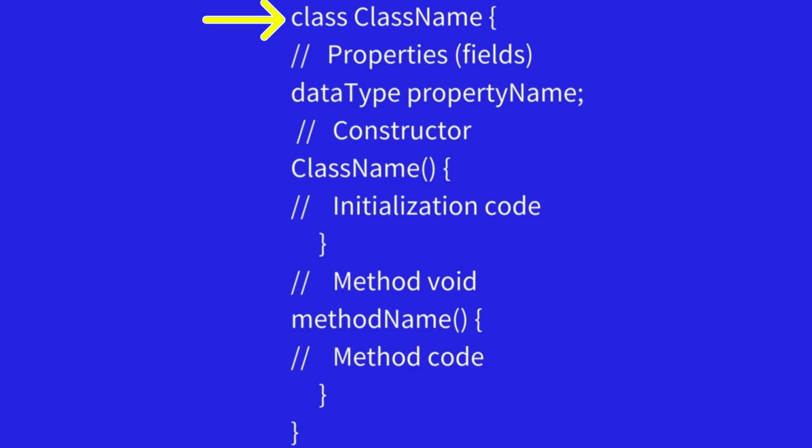In Dart, a class is a fundamental part of object-oriented programming. It acts as a blueprint for creating objects, defining their properties and behaviors. Let's go through each component of a class in detail.